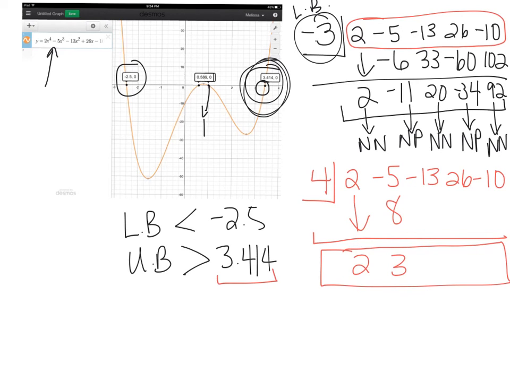Carry down the 2. 2 times 4 is 8. 8 plus negative 5 is 3. 3 times 4 is 12. Uh-oh. Negative 13 plus 12 is negative 1. Okay, that's no good. I know that 4 is now not my upper bound.